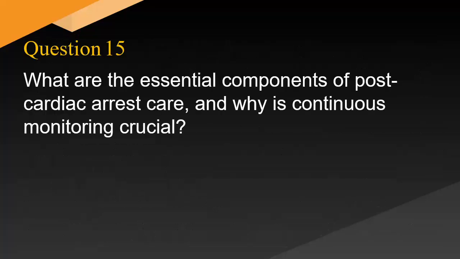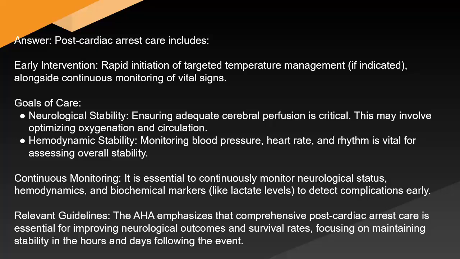What are the essential components of post-cardiac arrest care and why is continuous monitoring crucial? Answer: post-cardiac arrest care includes early intervention, rapid initiation of targeted temperature management if indicated, alongside continuous monitoring of vital signs. Goals of care: neurological stability, ensuring adequate cerebral perfusion is critical. This may involve optimizing oxygenation and circulation. Hemodynamic stability, monitoring blood pressure, heart rate, and rhythm is vital for assessing overall stability.